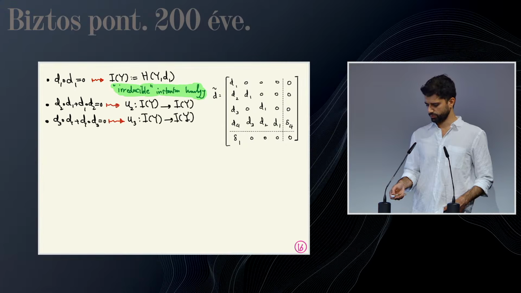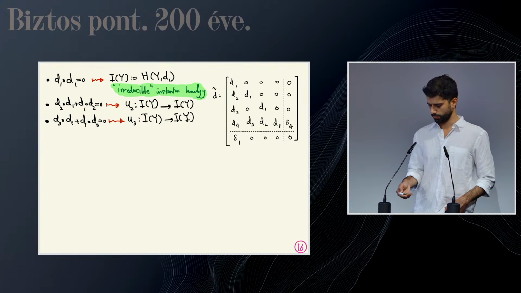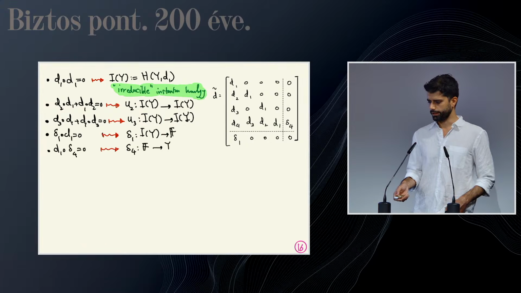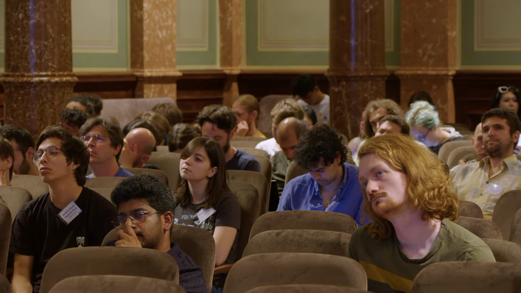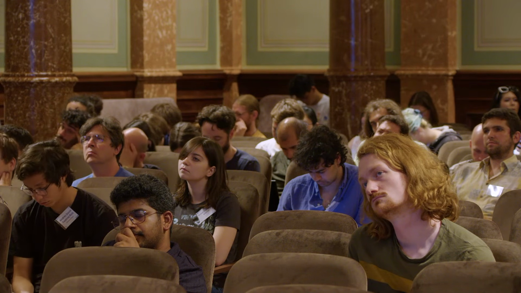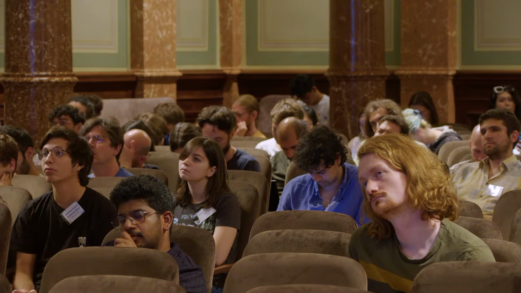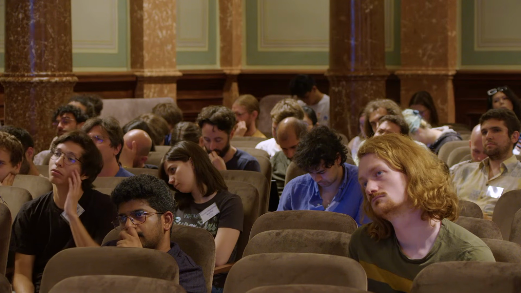Associated to this D2 and D3, again, the differential relation would imply that D2 and D3 are both equal to 0. And this way you would get two operators, U2 and U3, acting on instanton homology of Y. Associated to delta 1 and delta 4, you would get some functional. They satisfy this relation, so in particular, delta 1 would give you an F2-valued functional, and delta 4 would give you an element of I of Y.